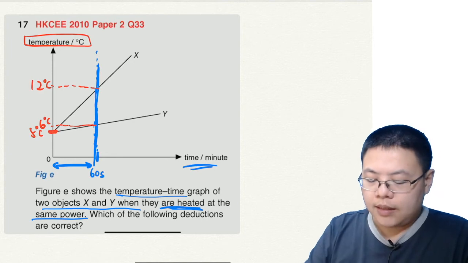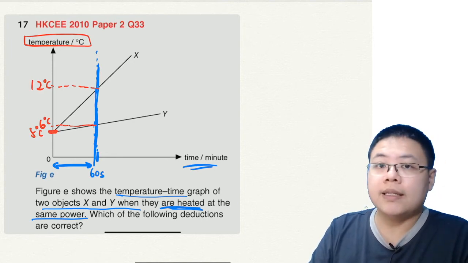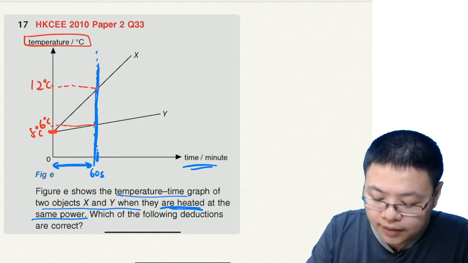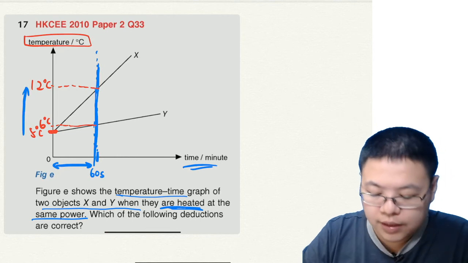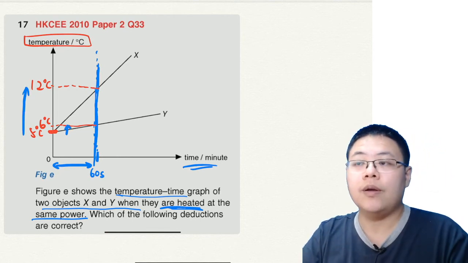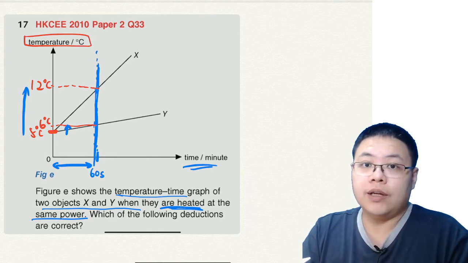This is telling us that in the same period of time, they are getting the same amount of energy. But X has a large increase in temperature. Y has a small increase in temperature. So which one has a bigger specific heat capacity? You can tell me.